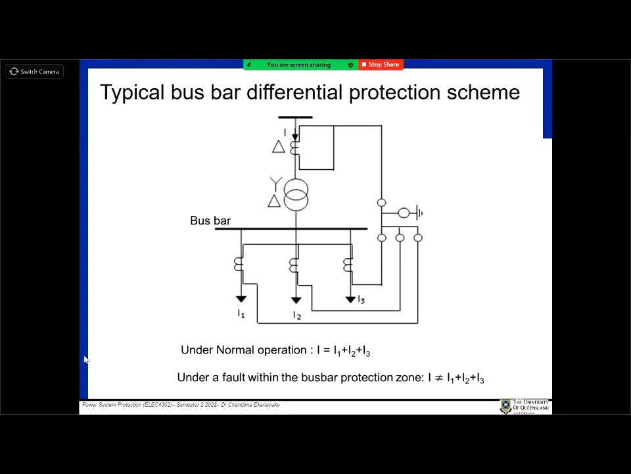So this is a typical bus protection scheme. You measure the input current, measure the output currents, and then see the difference. If there is any difference, then there will be a current going through this relay, and it will identify and say that there is a fault in the bus, therefore I1 plus I2 plus I3 is not equal to I. Then operate.